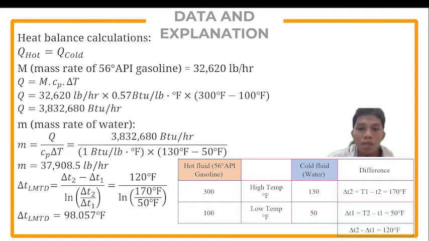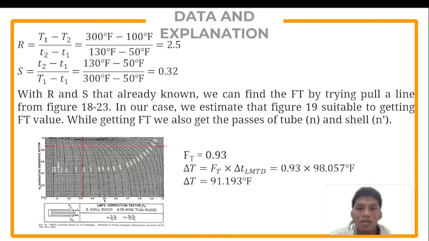37,908.5 pounds per hour. After that, we calculate the temperature difference of each liquid. Then we get delta T2 minus delta T1 is 120 degrees Fahrenheit. After that, we can determine the delta T LMTD and get 98.057 degrees Fahrenheit. After getting the LMTD, we need to get the FT from figures 18 until 23. To get FT, we need to determine R and S first. And we get R is 2.5 and S is 0.32.